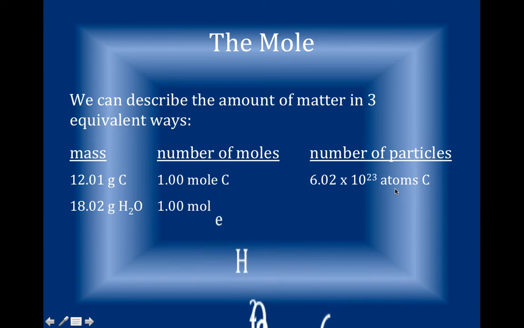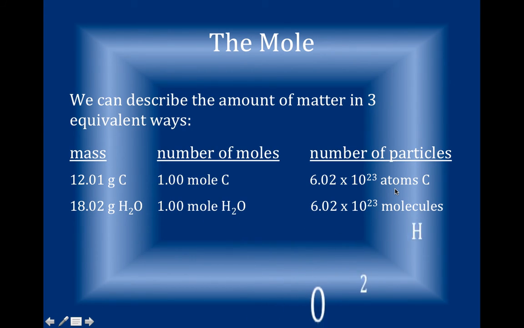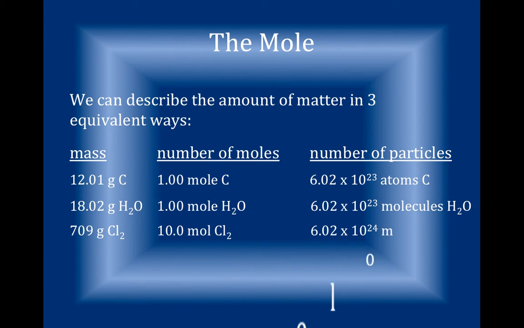If I have water, now I'm looking at a covalent compound. So if I have a mole of water, I have 6.02 times 10 to the 23rd molecules of water. If I have 709 grams of chlorine, remember it's diatomic, I have 10.0 moles of chlorine. So all that happened was my 23 became a 24, and that is a big honking number. You could count for the rest of your lifetime and not get that number if you could count 1 per second.